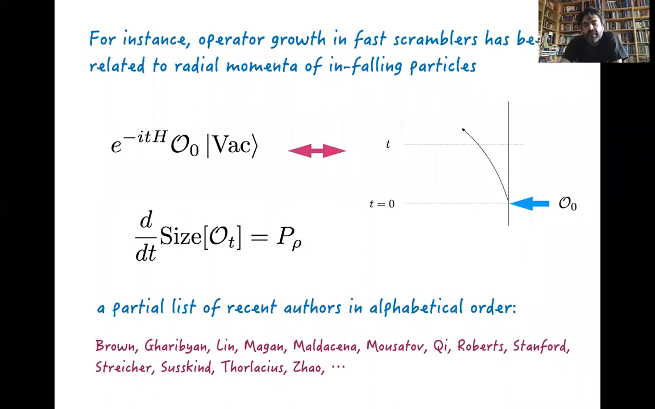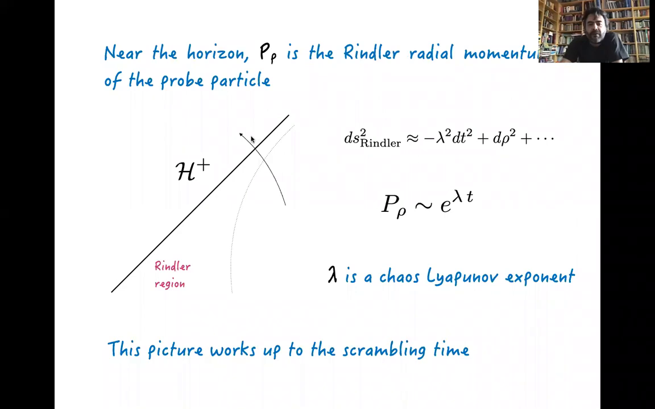If you consider the particle near the horizon of a black hole, then there is a nice universal behavior for the Rindler radial momentum, which grows exponentially with a Lyapunov exponent, which is the same Lyapunov exponent that you can read off from OTOC correlators in the dual description. So this is very nice. And this is a picture that works nicely up to the scrambling time, which is when the operator basically grows to the size of the system.